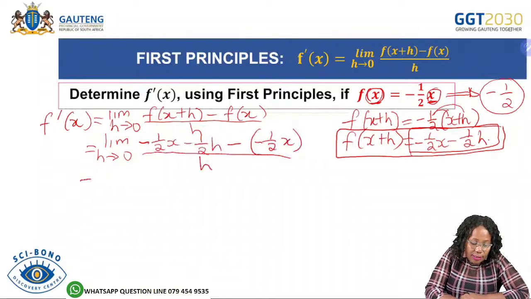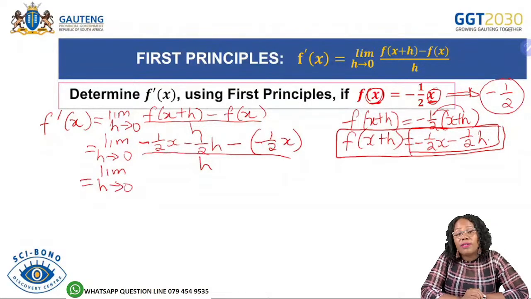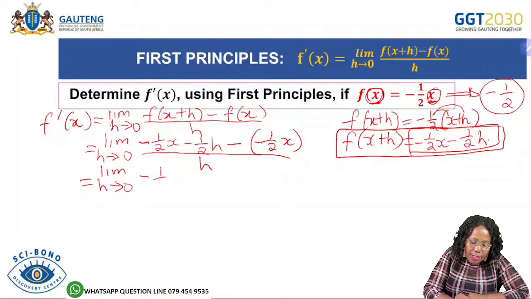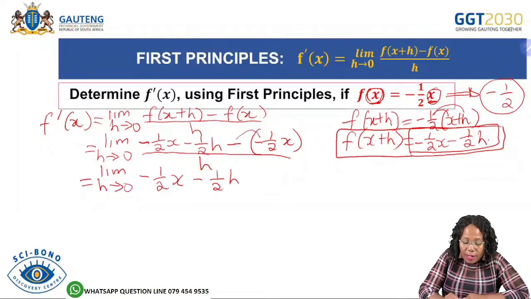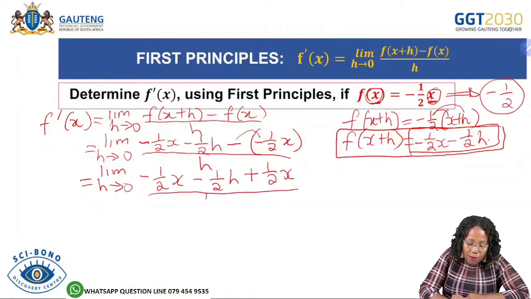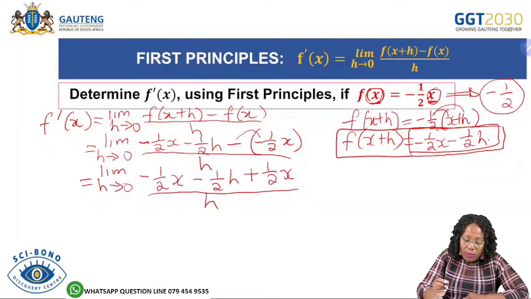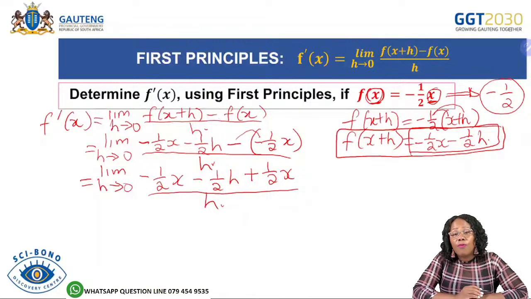Remove the bracket, that is the next step. Okay, it will be the limit of h approaching 0 of minus half x minus half h, a negative 1 times the negative half is a positive half x, all over h. Be careful, grade 12, not to lose that h. Sometimes you forget to put that h on the denominator.